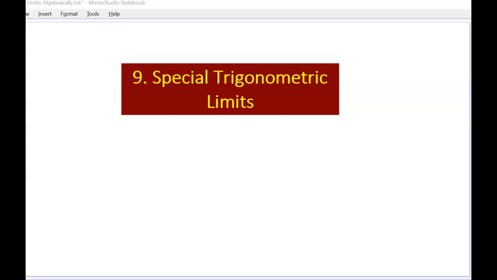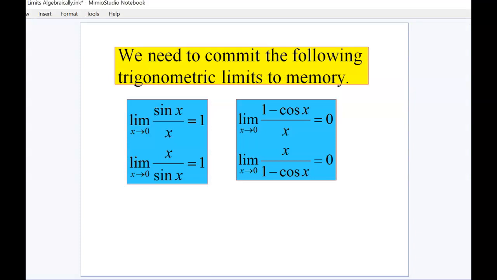In our next section of 2.2, we're going to evaluate limits algebraically using some of our special trigonometric limits. Once we learn L'Hopital's rule later on in the course, there'll be another way to do a lot of these limits, especially these trig ones, but let's take a look at what we're looking at today.